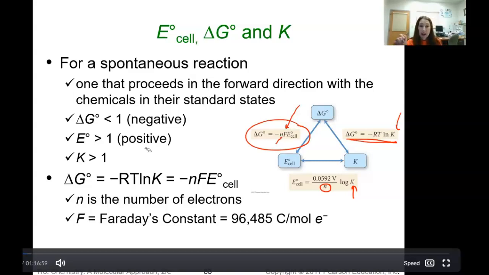N is the number of electrons that's being transferred. So you know when we were balancing our redox reactions and we split them into half cells and then we made the electrons fall out, the number of electrons that you make fall out, that's your N. That's the moles of electrons that are transferred in the reaction. So that's where the N comes from. F is Faraday's constant, and it's just coulombs per mole. And again, you don't need to memorize that number. Okay, so let's practice with some of these equations.